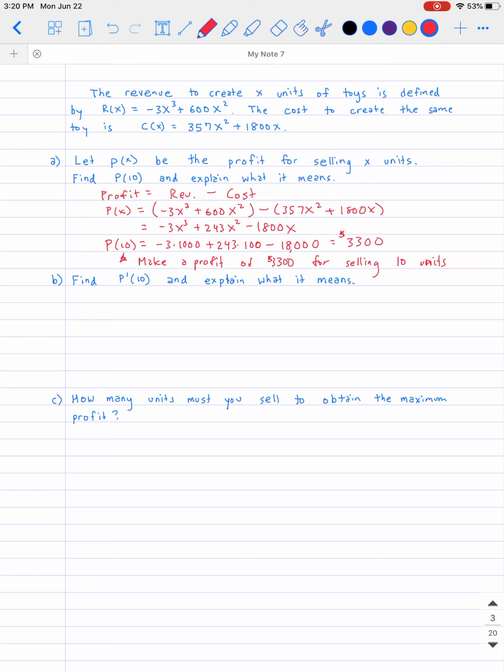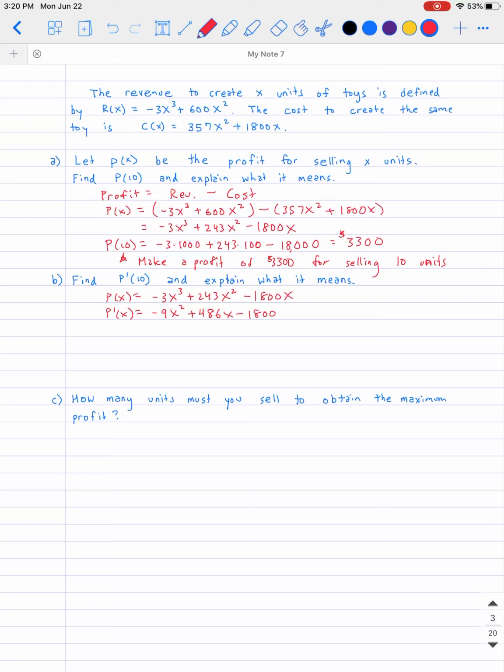Now, let's go ahead and first solve for this numerically, and then afterward we can go ahead and explain what that means via the units. So I'm going to go ahead and take my previous equation. P of x is equal to negative 3x cubed and then plus 243x squared and then minus 1800x. So P prime of x, according to my power rule, that's going to be negative 9x squared and then plus 486x and then minus 1800.